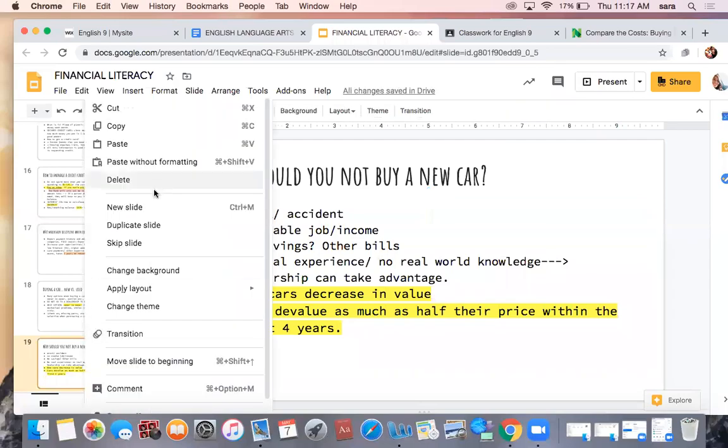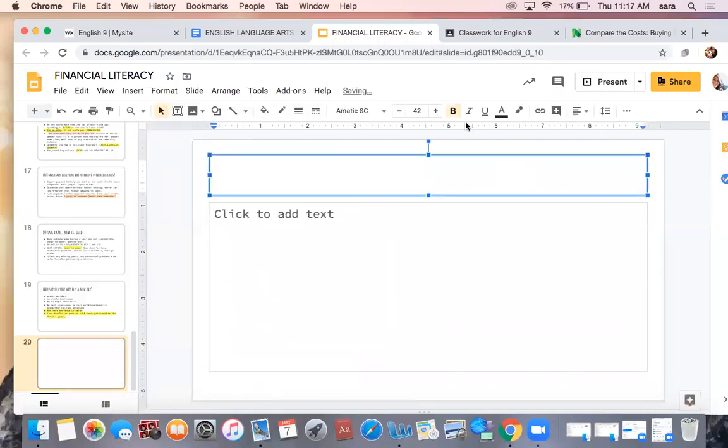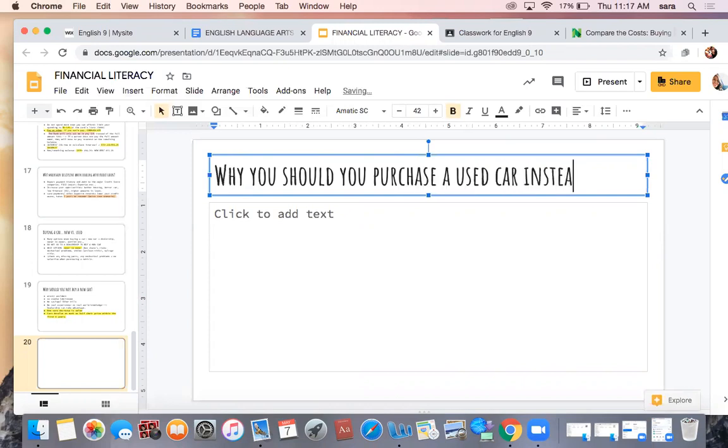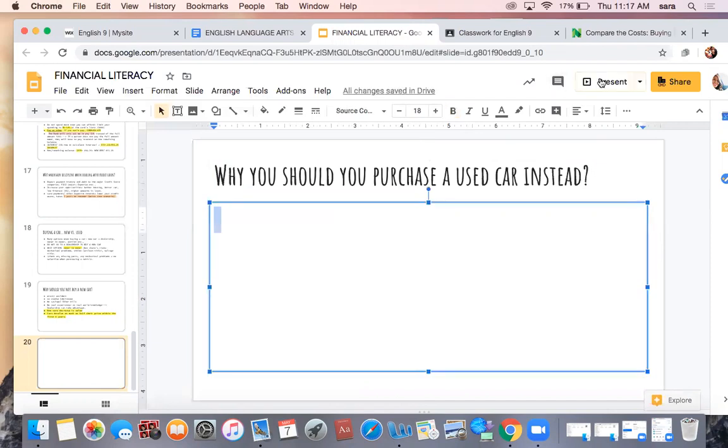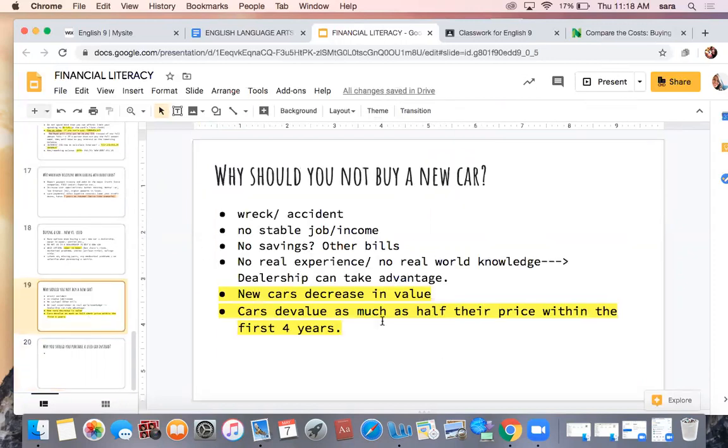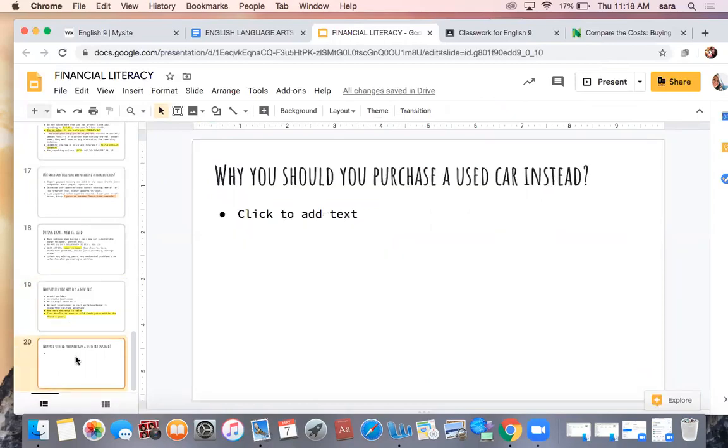Now, why should you purchase a used car instead? So now I'm going to do the same thing. I'm going to gather some of you guys' opinions. What do you guys think? I've told you the reasons why not to buy a new car, but now I'm talking about purchasing a used one instead.